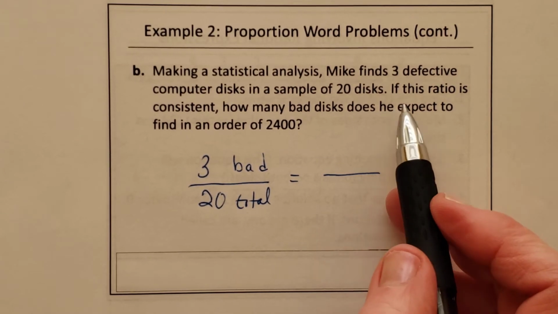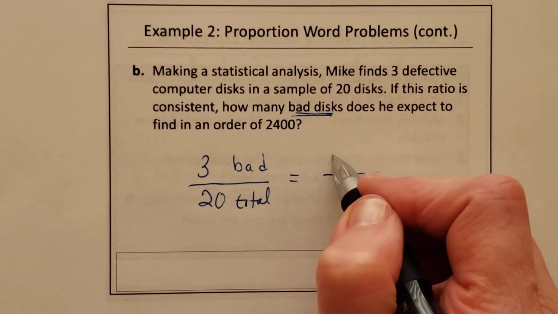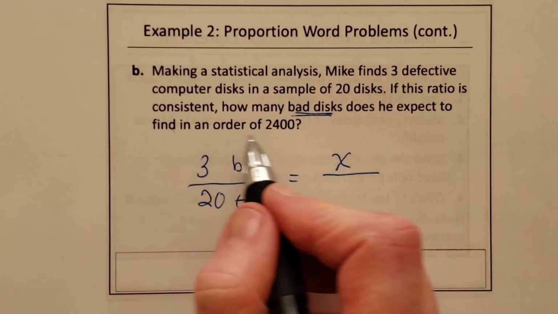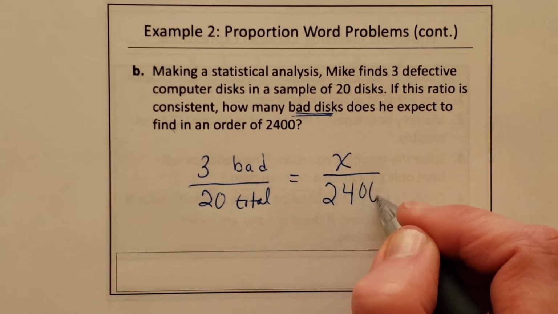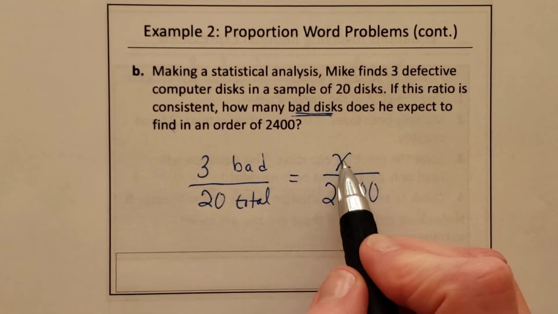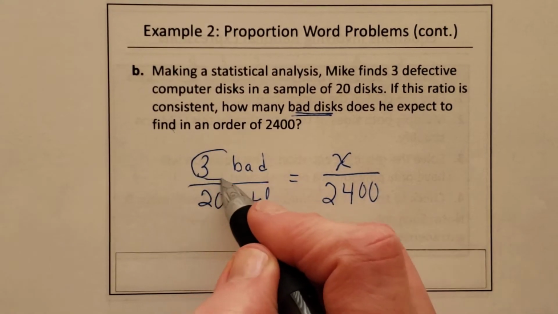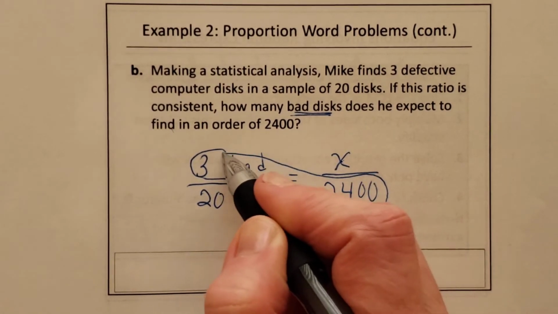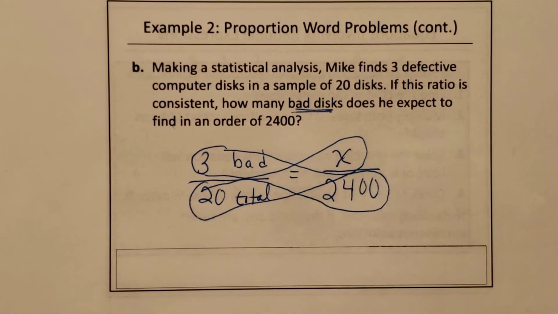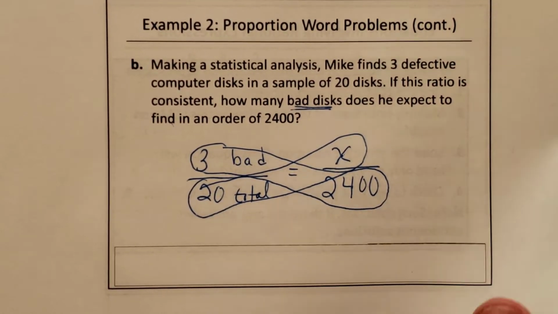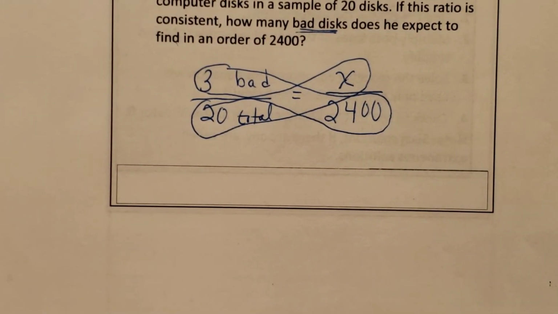So then it says, if this ratio is consistent, how many bad disks, I don't know, will he get out of an order of, or a total of 2,400? Okay, so that's what we're looking for this time. We don't know how many defective disks we have. It's important to label each side, it'll keep you consistent, because if you set one of your proportions up wrong, even if you do the math right, your answer won't be correct.